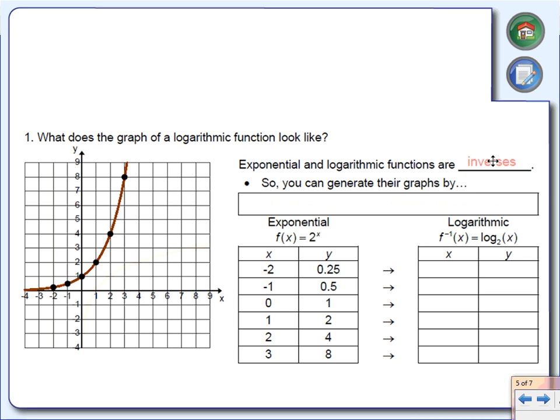And y'all still remember what an inverse is, right? What is an inverse? There you go. It's when you switch the y and the x. So what we're going to do is generate a graph of our logarithmic function simply by switching the x and y coordinates of our exponential, so that we can take a look at the graph of our logarithmic function.